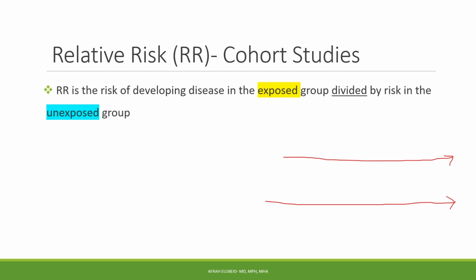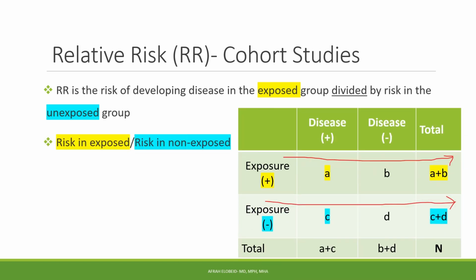Okay, so the relative risk, as we said, is the risk of developing disease in the exposed group divided by the risk in the unexposed group. And here we have the 2 by 2 table. As you remember, the exposure is on the top row and the non-exposure in the bottom row. I highlighted the exposed group in yellow and the non-exposed in blue.